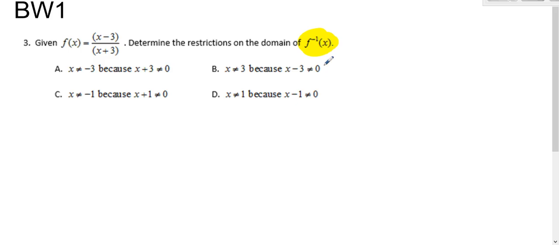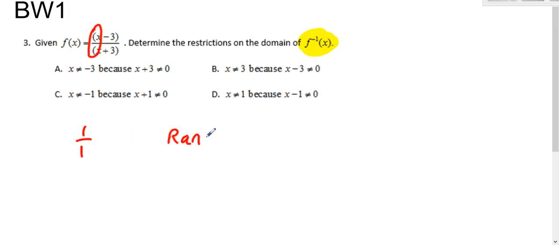So, the domain of the inverse is the same as the range of the original function. And then the range of the original function comes simply from the coefficient of x, which is 1 over 1. So that would be where our horizontal asymptote is, which means that it is not in the range. So 1 is not in the range.